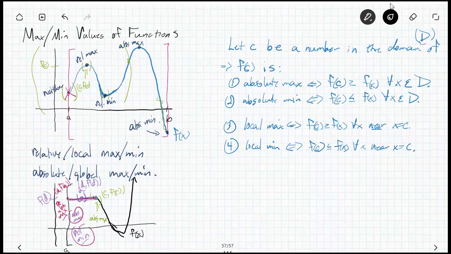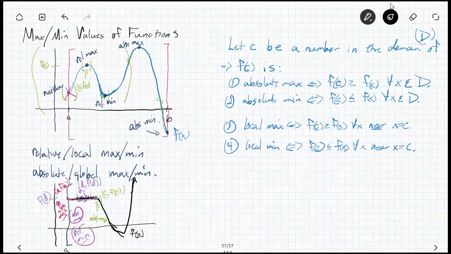I can't have a relative min because it is not less than or equal to these values down here, which are not equal to it. All of the points along here would still be relative maxes and relative mins. I'd lose that absolute max because all of the values on the function over here are larger than all of the values here. So I would have a relative max and a relative min for all of these.